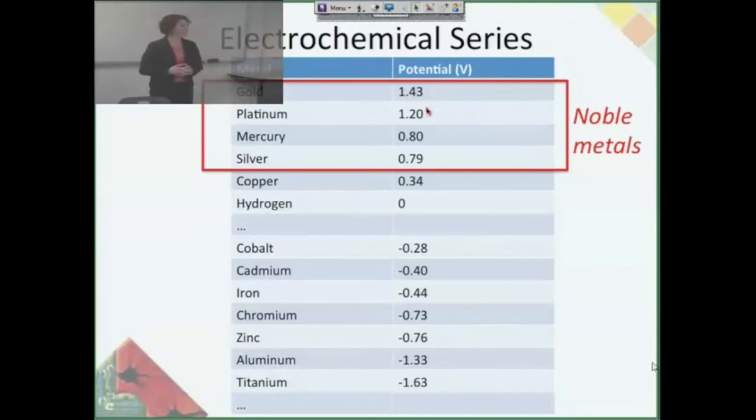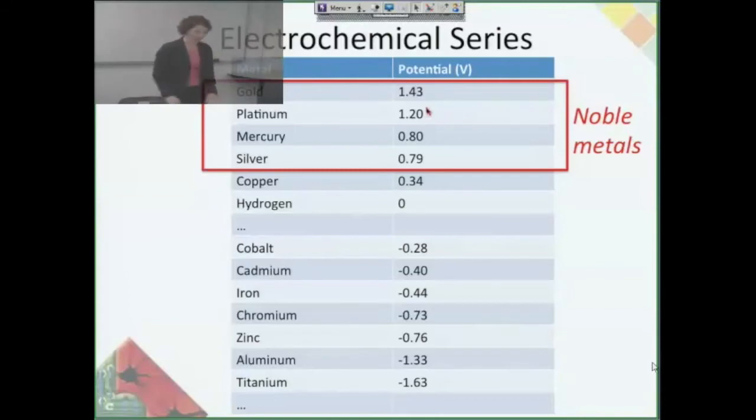Its electrochemical potential. And the metals at the top of the electrochemical series are referred to as the noble metals, and they are very resistant to corrosion in the body. So the earliest metal biomaterials were made with gold and platinum and silver. But what I want to point out is that some of the materials on the bottom of this list, like chromium, aluminum, and titanium, we already saw that they're really important components in metal implants.